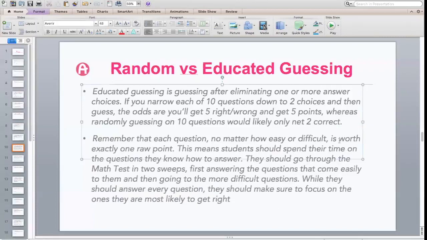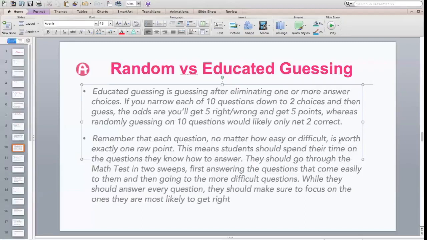It's worth noting that each question is exactly the same. So if a student misses question 1, or if he misses question 60, his score will be affected in the same way. Because of that, you have 60 minutes to do 60 questions, and the student should be focusing the most on questions he knows how to do.